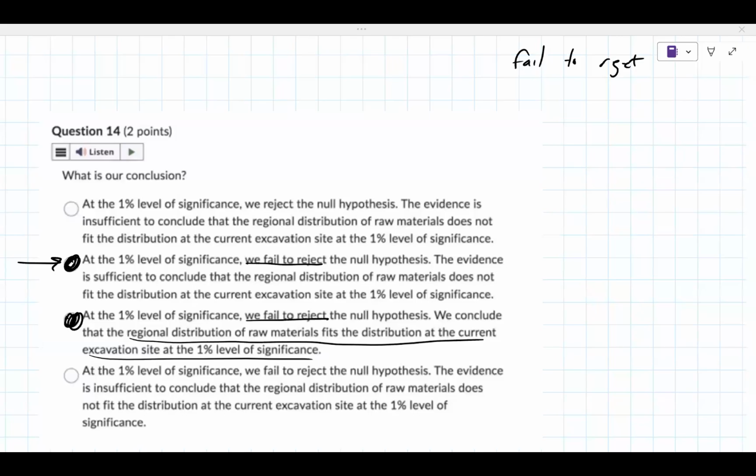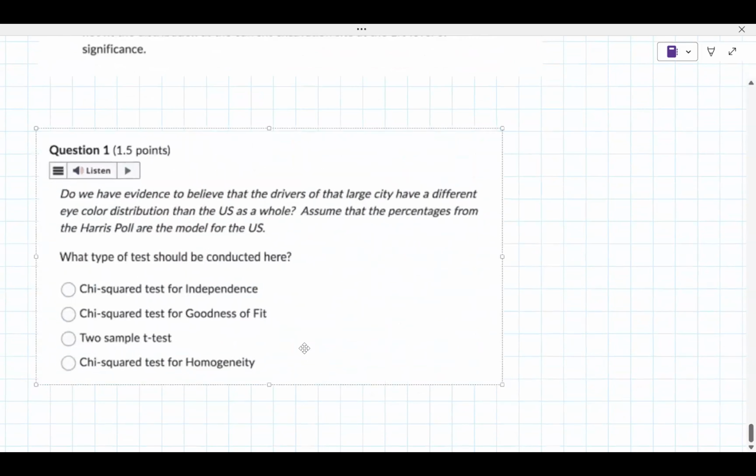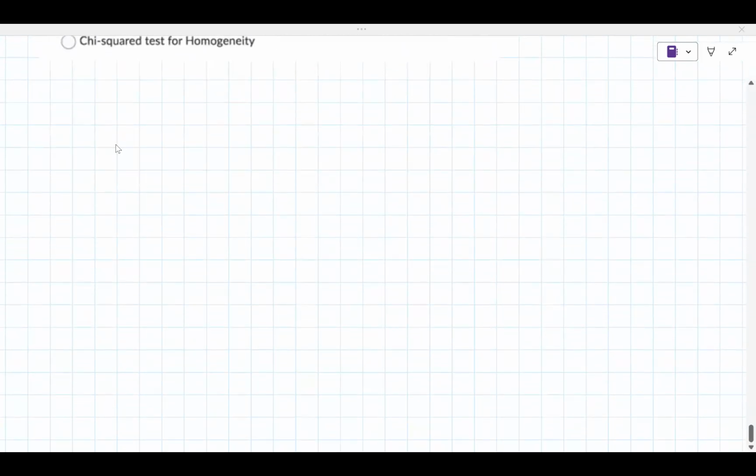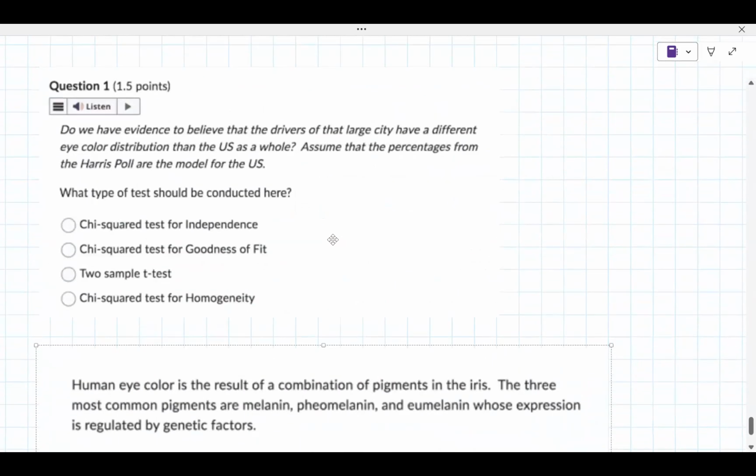All right, so the first question is about what type of test to use for the given data set. We're looking at eye color. There are three types of chi-square tests: independence, goodness of fit, and homogeneity. Goodness of fit is for a particular distribution. That is what they give you here. They're talking about the distribution of hair colors and so on. So we're going to go with that for question one.